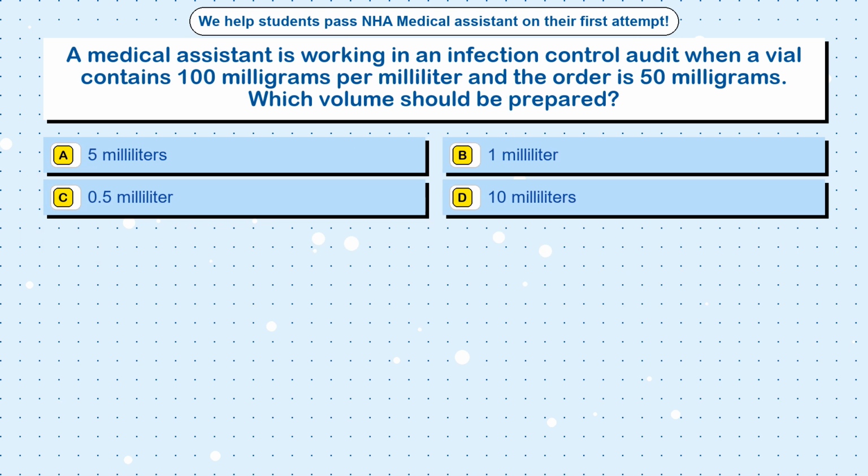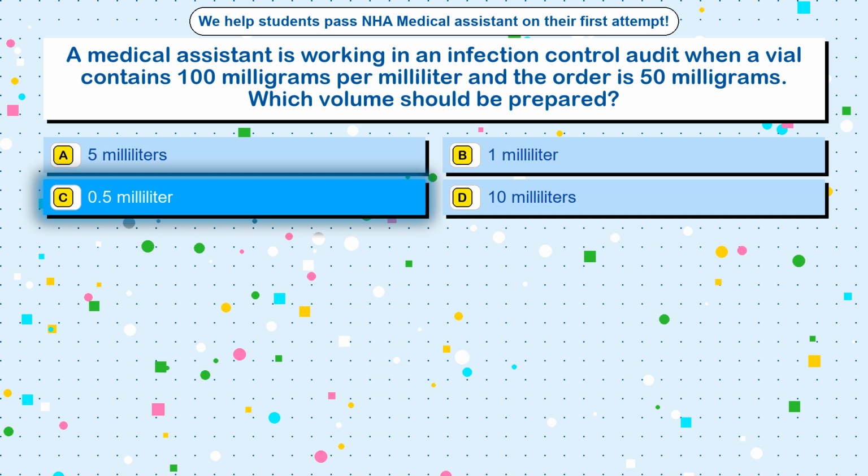Question 71. A medical assistant is working in an infection control audit when a vial contains 100 mg per milliliter and the order is 50 mg. Which volume should be prepared? Option A. 5 milliliters. Option B. 1 milliliter. Option C. 0.5 milliliter. Option D. 10 milliliters. The correct answer is option C.